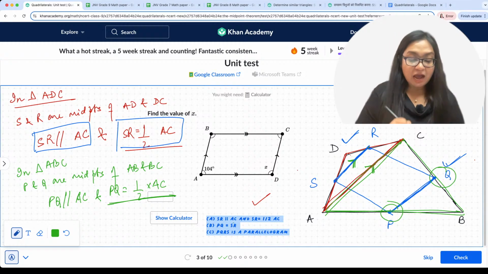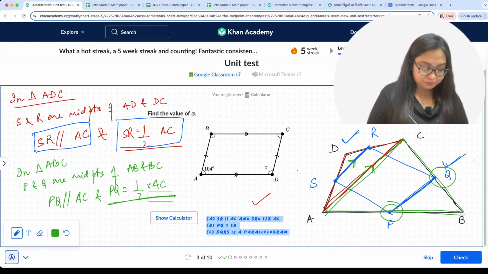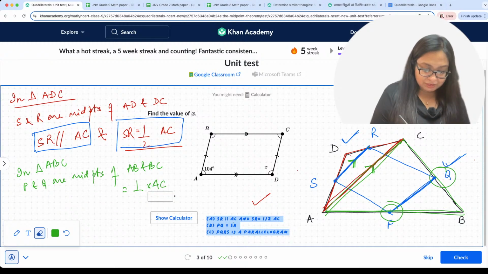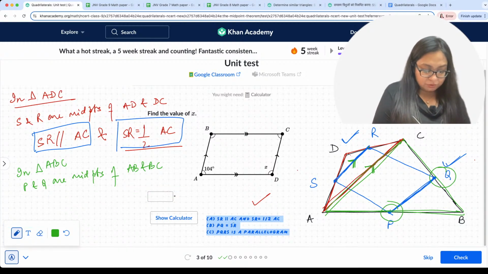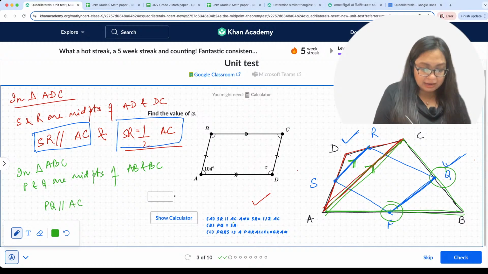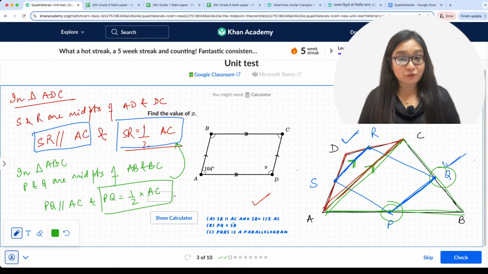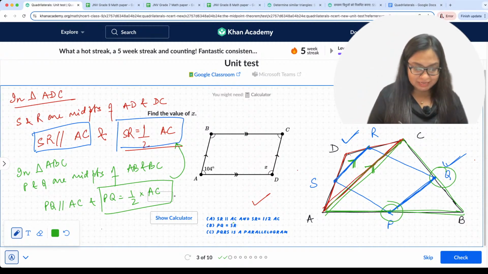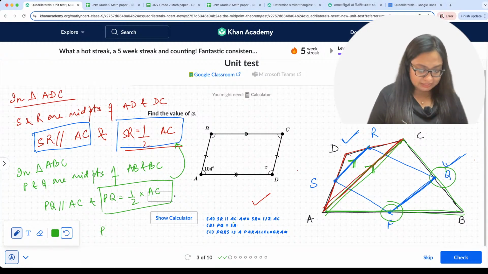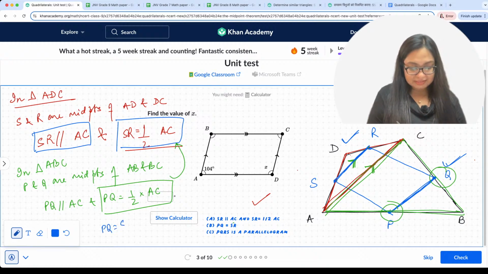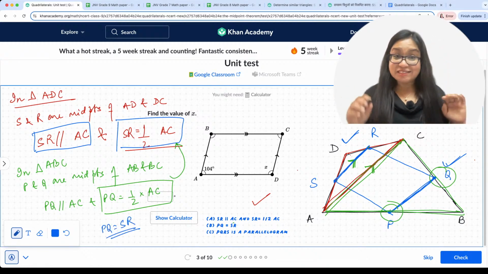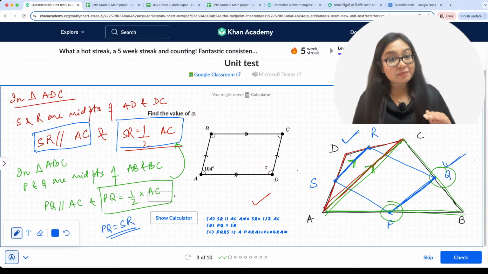So, now look here, do you see these two? Let me write it again properly. Okay. Now, PQ is parallel to AC and PQ is equal to half of AC. Now, do you see these two? You see that both of them are half of AC. So, PQ is equal to SR. Right? That's about it.